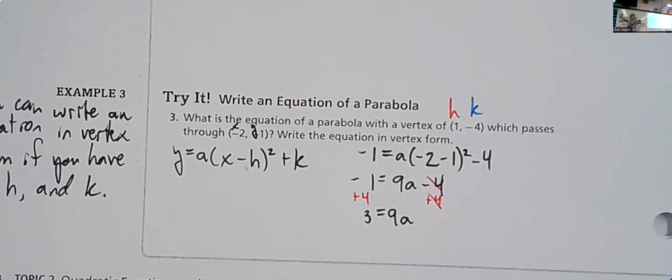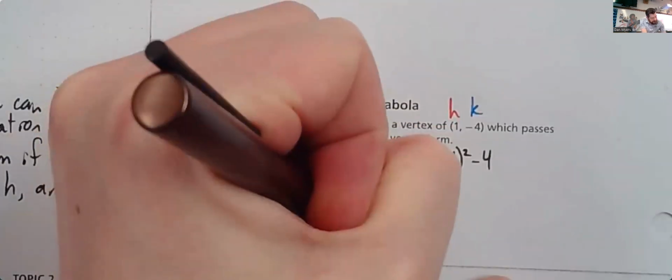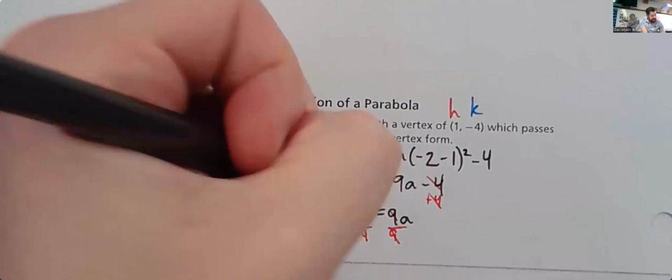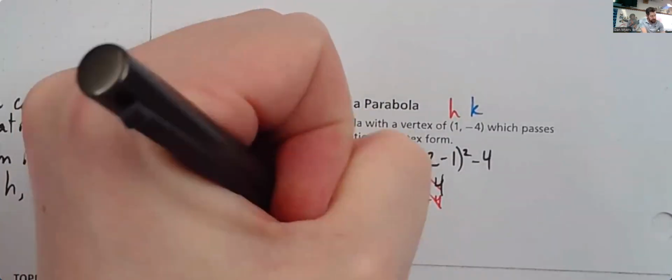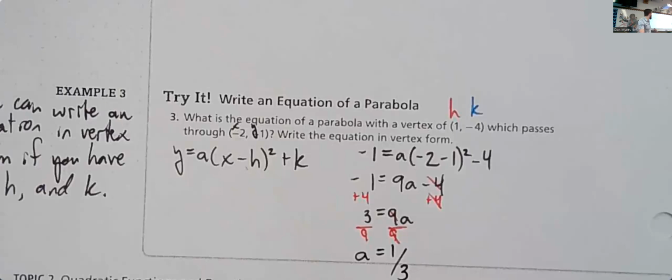So we got ourselves 3 equals 9A. We got to divide by 9 on both sides, right? What does A equal? 1/3. Good. So if we divide by 9 on each side, we get 3/9 equals A, but 3/9 is the same as 1/3. So A is equal to 1/3.